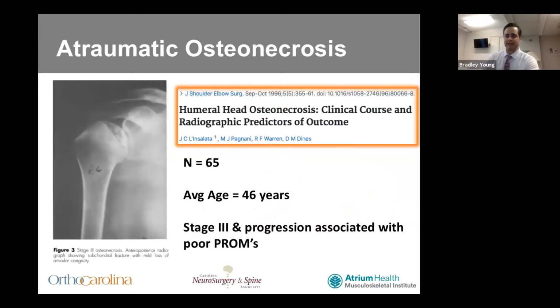It's important to recognize that osteonecrosis is commonly progressive. So the clinical course was well defined in this study. They followed 65 atraumatic AVN shoulders for at least 2 years. They found that stage 3 disease or greater, and any sign of stage progression over the 1.5 years they followed, was associated with poor patient-reported outcomes.